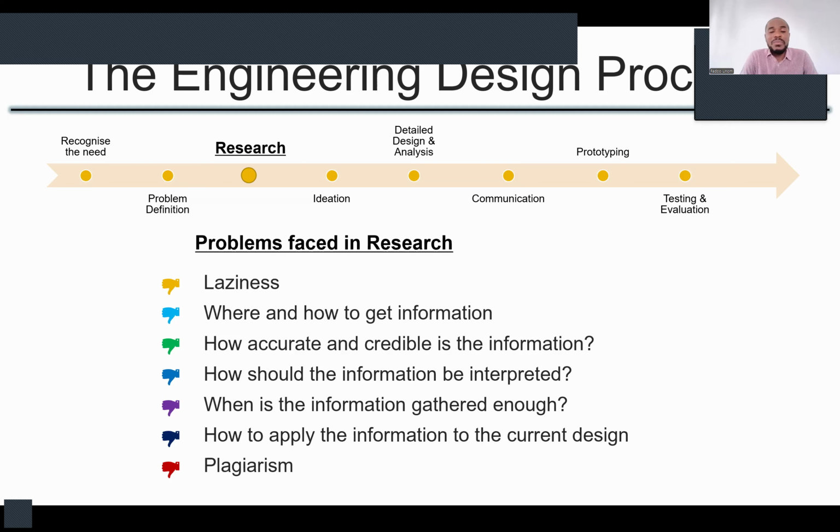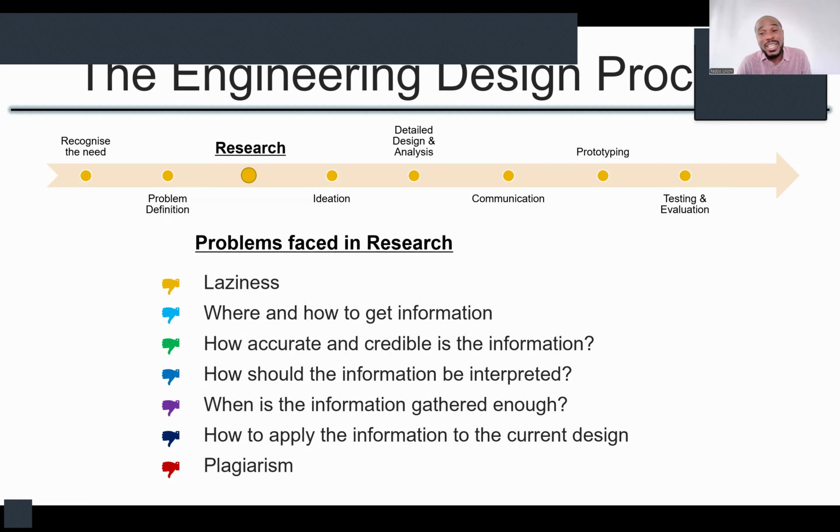Now the next problem is, when do you know that you have gathered enough information? Because you can spend all the time just gathering information. You will need the information to develop the solution that you are trying to develop. So when do you know that you've gathered just the right amount of information needed? It's a problem. And that's why when you are early in research, you have supervisors.